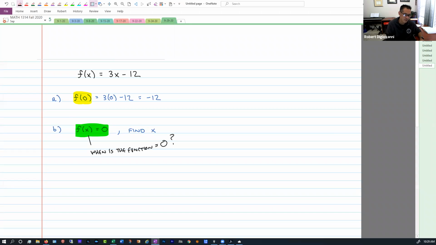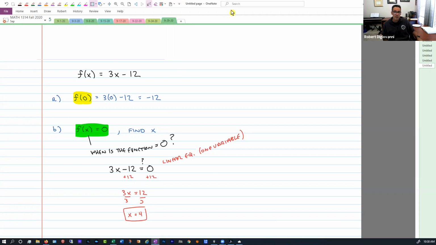So what you need to do here instead is you need to take the function 3x minus 12 and ask yourself, when does that equal 0? So this right here you should recognize as being a linear equation with one variable. So what we want to do with the linear equation with one variable is follow the steps. And so we want to isolate the x. We want to get the x by itself. So I would add 12 to both sides. That would give me 3x equals 12. And then I would divide both sides by 3. And I get x equals 4.